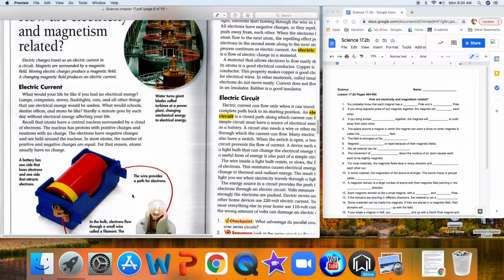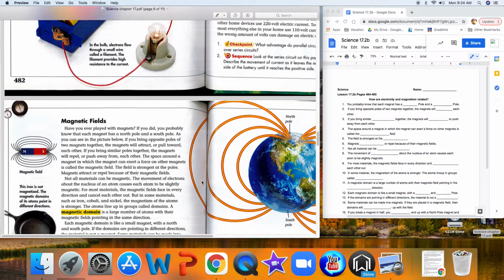So guys, sometimes we're tempted to think that if one goes out, they all go out. No, that's not how it works in our house. That's why we have a parallel circuit. A parallel circuit takes more wire. Today we're going to take on page 484 and page 485. Hopefully you got your little notes out there. I'm going to scroll my screen to it.